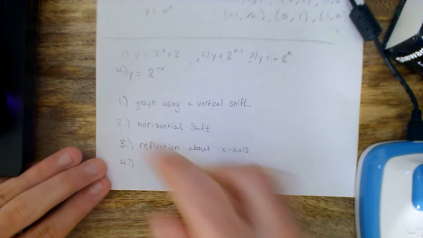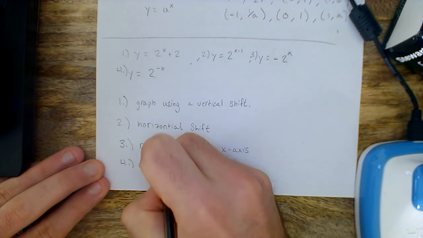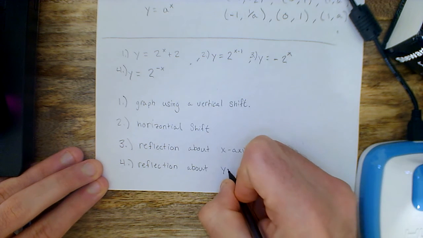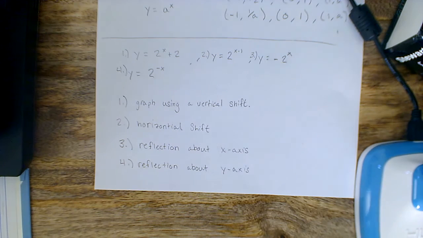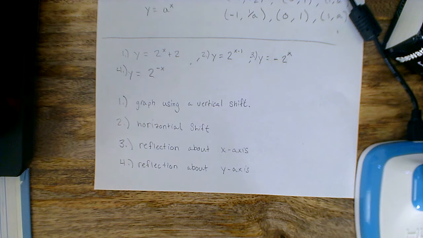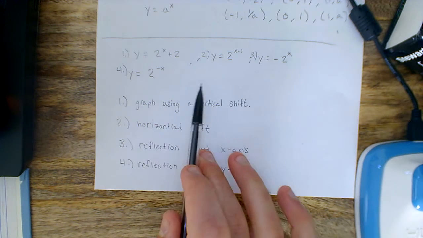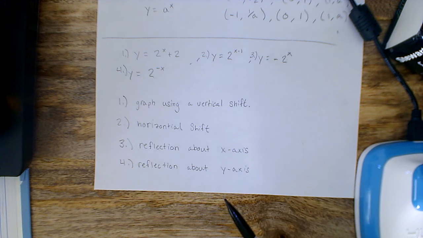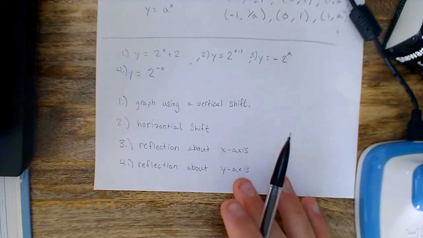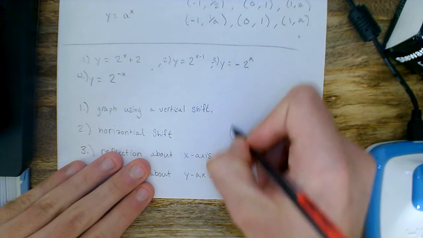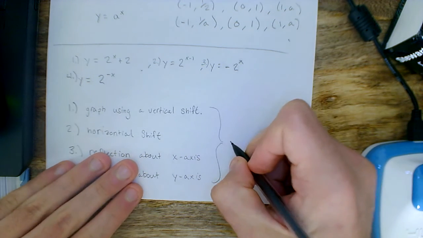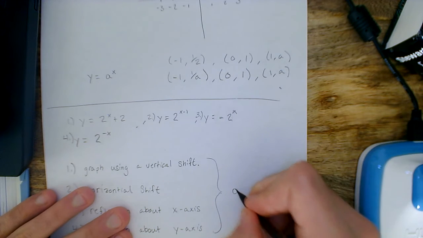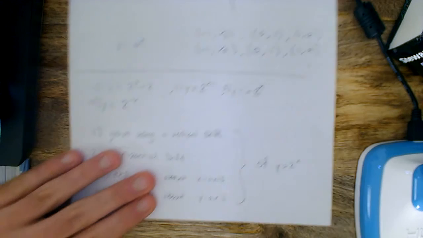Okay, and finally the last one is a reflection about the y-axis. Based on those rules from the last video, these are examples of the different types of shifts and reflections you can have. These are all graphed using shifts and reflections of y equals 2 to the x.